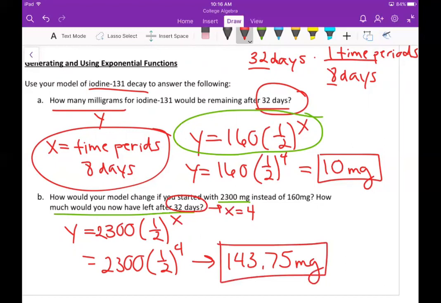So very quickly we can change that function when we change the initial value because we know what part of the function is our initial value.